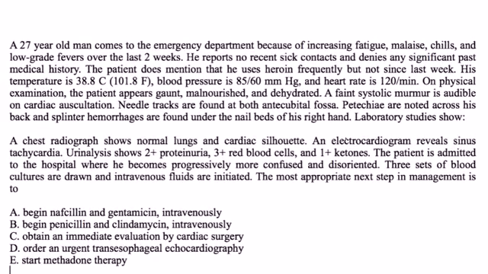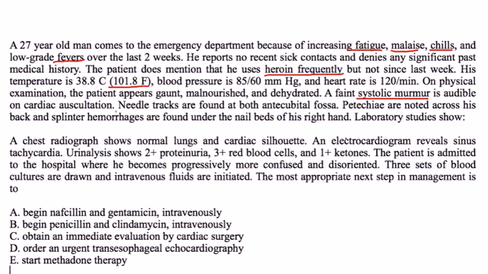27-year-old man comes to the emergency department because of increasing fatigue, malaise, chills, and low-grade fevers in the last 2 weeks. No recent sick contacts, denies any significant past medical history. Patient does mention that he uses heroin frequently, but not since last week. His temperature is 101, blood pressure is 85/60, heart rate is 120. Physical exam: patient appears gaunt, malnourished, and dehydrated. Faint systolic murmur is audible.